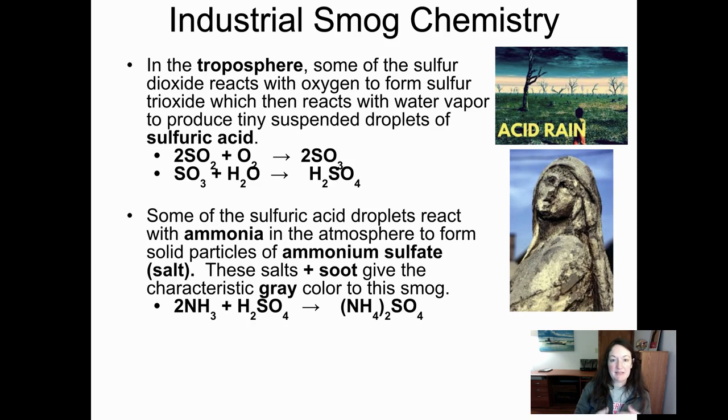Now, one of the other reactions that takes place is that some of the sulfuric acid droplets react with ammonia in the atmosphere, and that forms solid particles of ammonium sulfate, or salts. And then if you mix the salts with the soot that comes from the power plant or burning of fossil fuels, it gives that characteristic gray color to the smog. So this is showing that reaction of the ammonia with the sulfuric acid, and that creates the gray ammonium sulfate salt. And that is a pollutant, of course, to humans as well as plants and other living things.